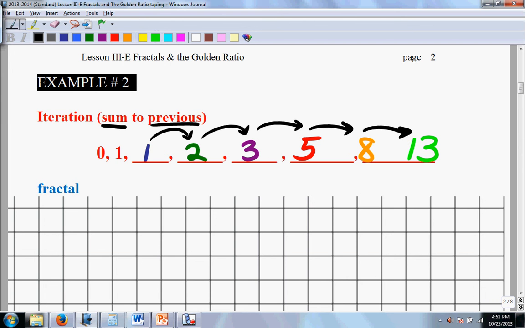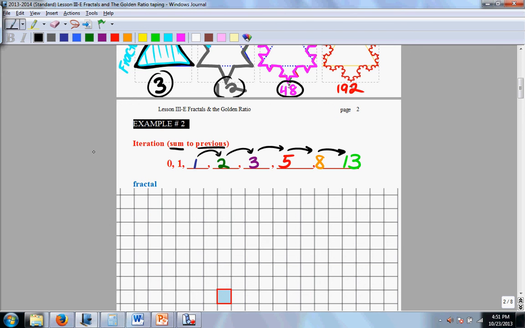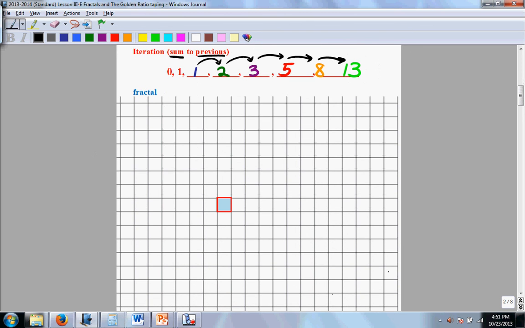Let's try to make a visual of this. Let's see what we can do. I provided a grid. We're going to make some sort of visual here. So here we started with the 1. And we have another 1, so I'm going to put it right next to it.